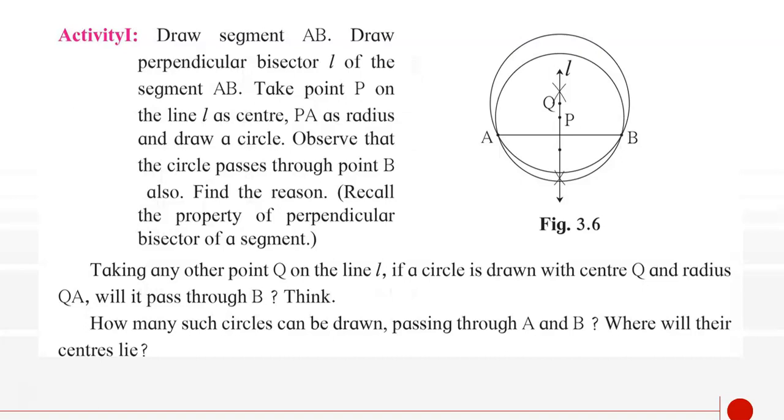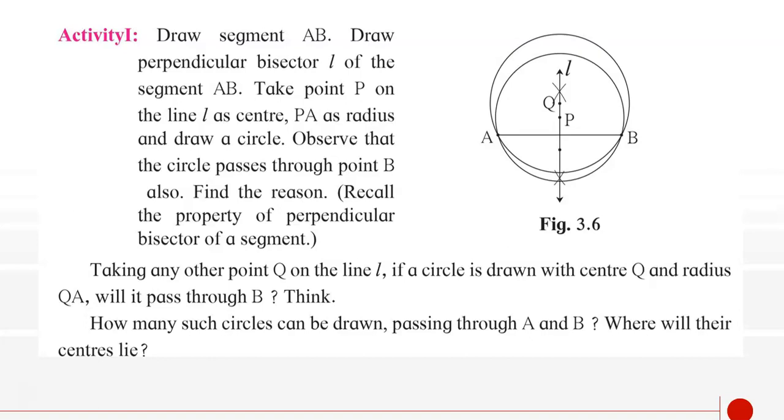Now we are doing an activity which we are going to discuss. Draw segment AB. You can refer to figure number 3.6. Draw segment AB and draw the perpendicular bisector L of segment AB. Take point P on line L as center, PA as radius and draw a circle. Observe that the circle passes through point B also.